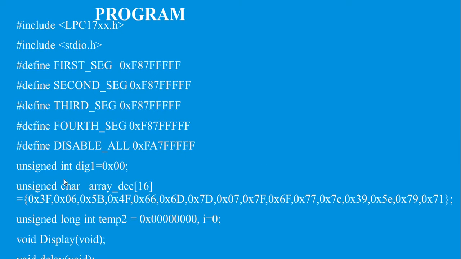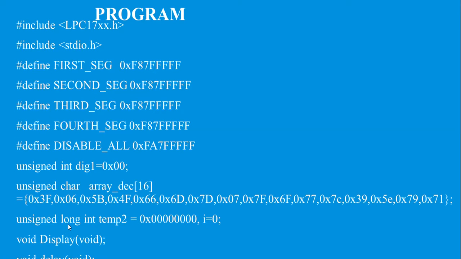Then we declared an unsigned integer digit 1 and initialized it with 0, and also there is a declaration of an array which consists of 16 elements. These elements of the array correspond to the values that are supposed to be written on the port 0 pins in order to display a proper number. So this is to display 0 and this value is to display 1. Likewise, the last value is to display F, the hexadecimal digit F, on the hexadecimal 7 segment display.